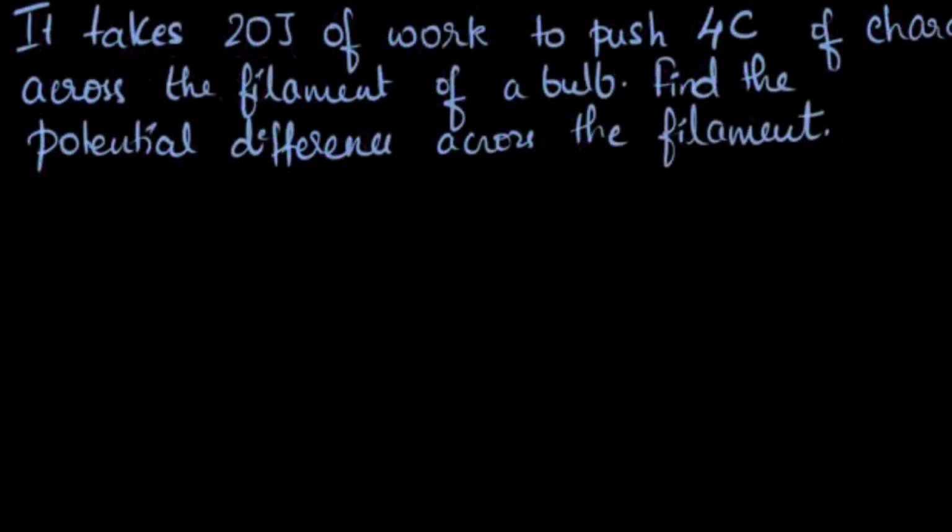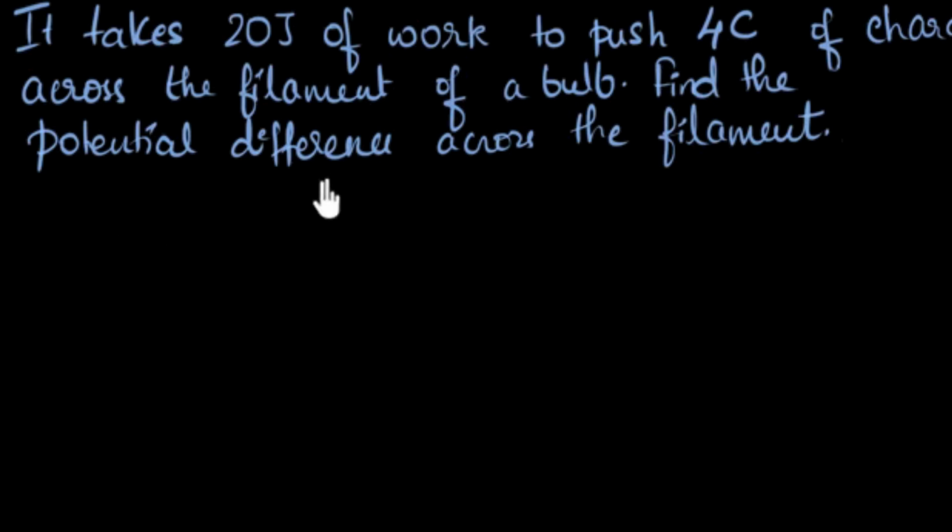Let's try another one. It takes 20 joules of work to push 4 coulombs of charge across the filament of a bulb. Find the potential difference across the filament. So great idea to pause the video and see if you can try this problem yourself first.